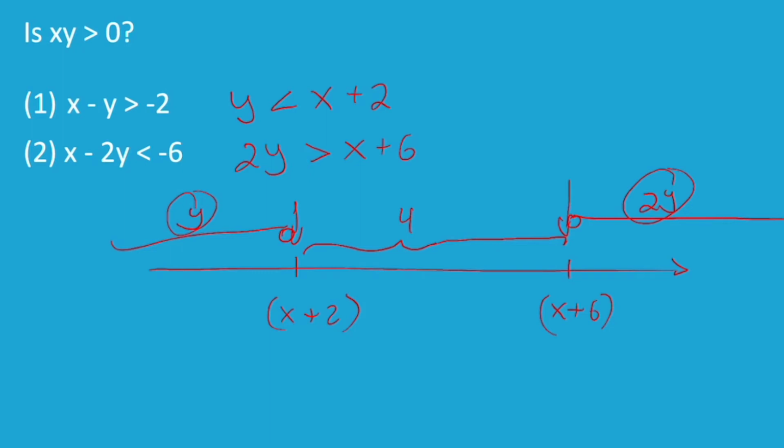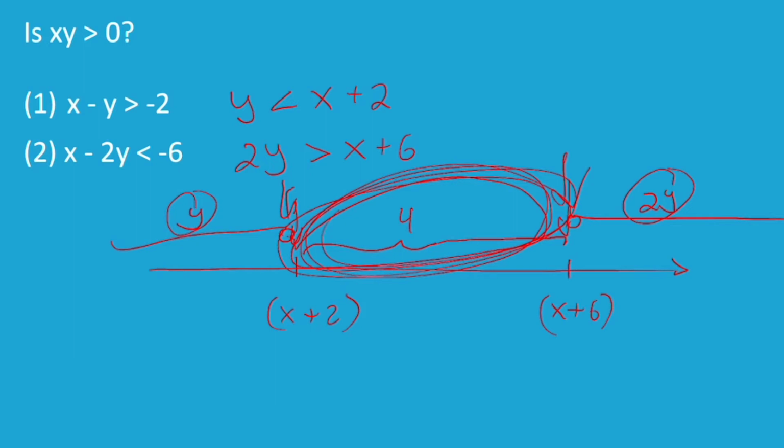And it's not just any positive number. I mean, doubling it is moving it at least 4 units to the right. In fact, it's moving it more than 4 units to the right, because y is to the left of that point and 2y is to the right of that other point. So doubling this number moves it more than 4 units to the right. That means that this number is more than 4.